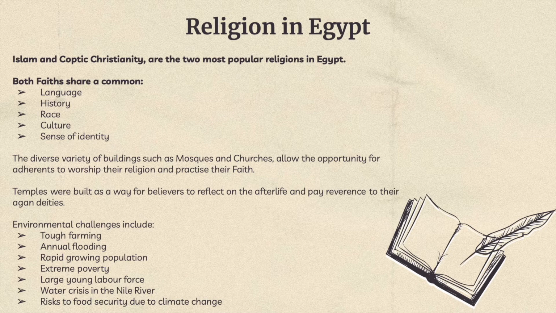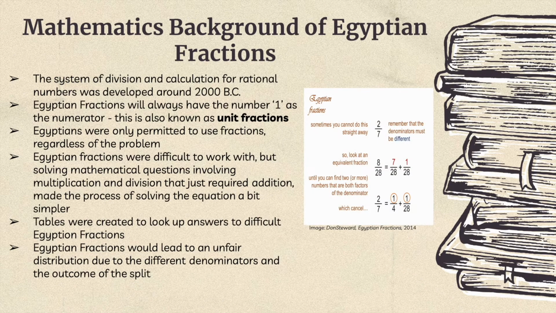Ancient Egyptians had to deal with environmental challenges, including tough farming and annual flooding. Additionally, Egypt is currently dealing with issues including a rapidly growing population, extreme poverty, a larger young labour force, a water crisis in the Nile River, and risks to food security brought on by climate change.